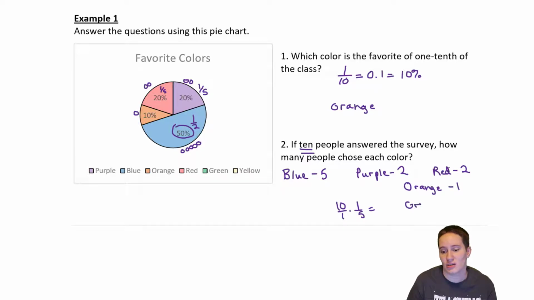And then green and yellow both were 0 because on our little, we call this a key down here, or we might call them labels. So our key down there tells us that green and yellow were options. They just don't show up on our pie chart. So we can include them and say that 0 people picked them.